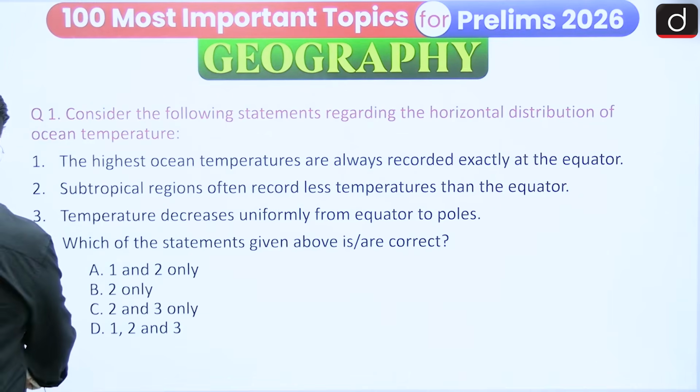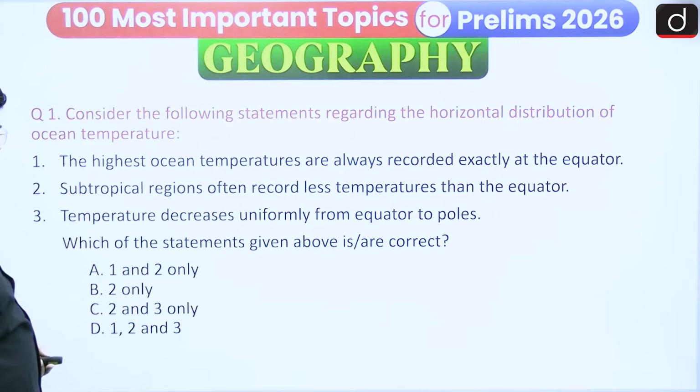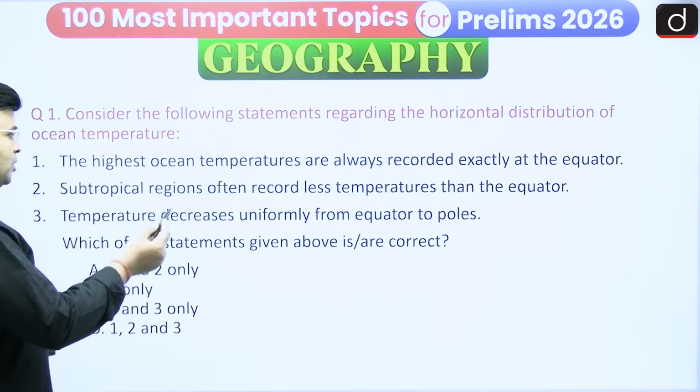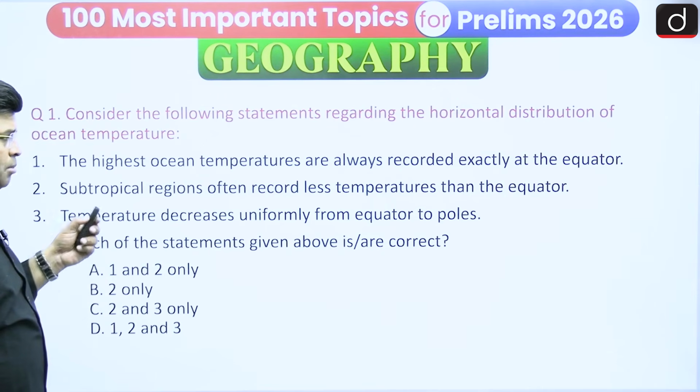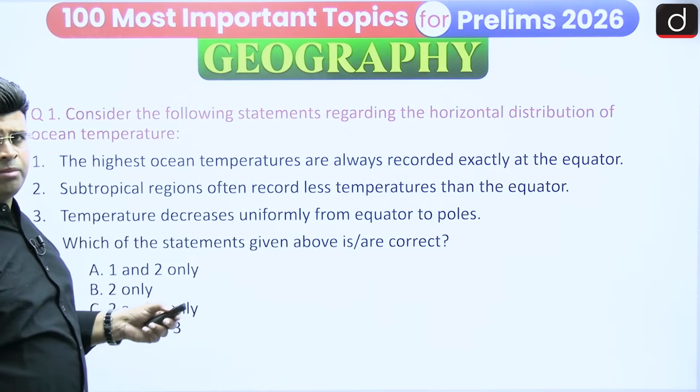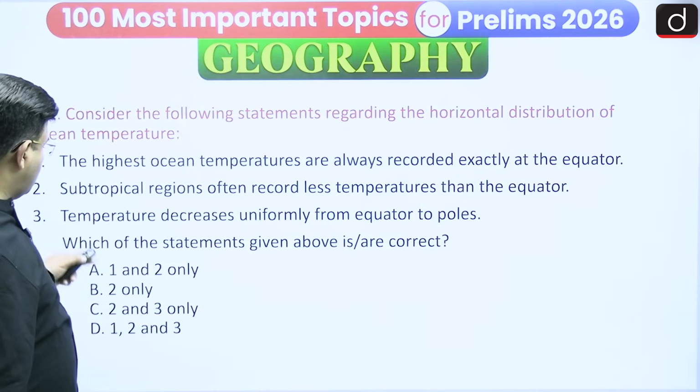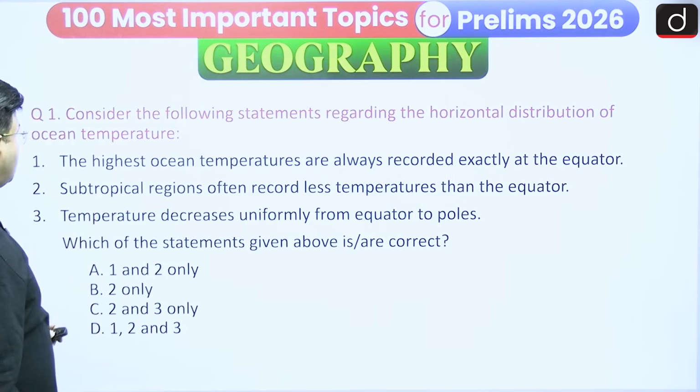After that the question here is: highest ocean temperatures are always recorded exactly at the equator. You have to say whether it is a right or wrong statement. Second, subtropical regions often record less temperature than the equator. The third statement is that temperature decreases uniformly from equator to poles. Please answer this question in the comment box, I am waiting for your answer, and you have to answer accordingly.